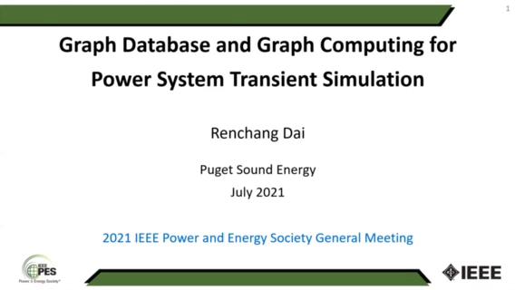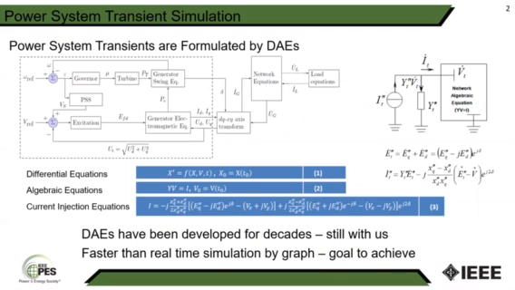Power system transients involve large-scale, high-dimensional differential equations and algebraic equations. Differential equations represent the dynamics of units, exciters, PSS, and governors. Algebraic equations represent the network. Once we know the injection currents from units, we can calculate the bus voltage. And the current injection is a function of voltage and the state variables.